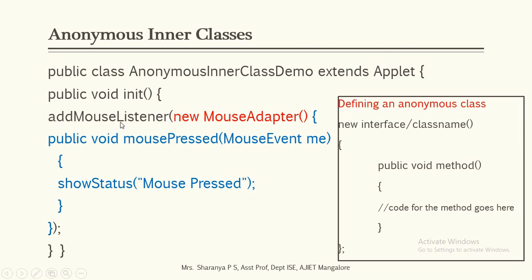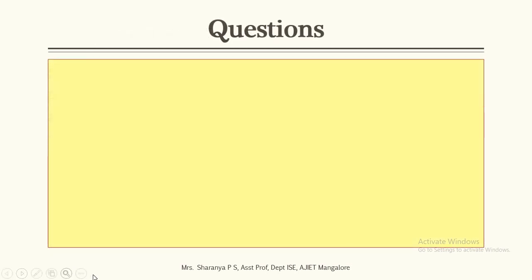So here we cannot see any class being declared and then a name being defined for it. Wherever it is necessary to be used, there only we will be writing the code. This is how this anonymous class will be working.